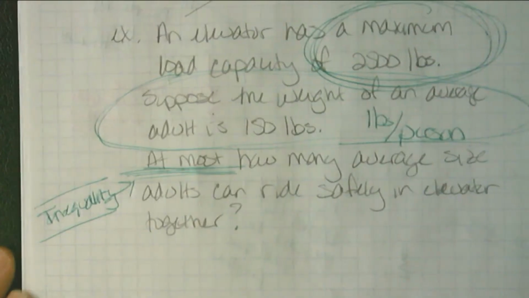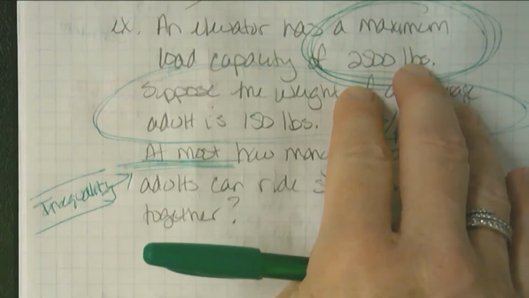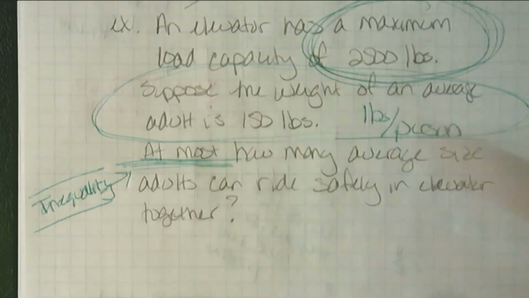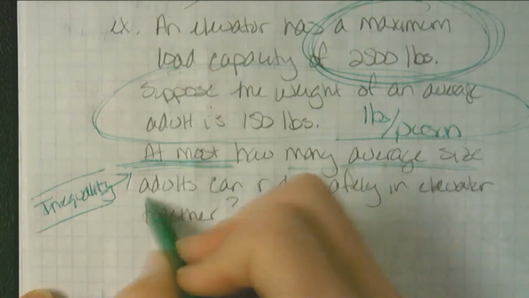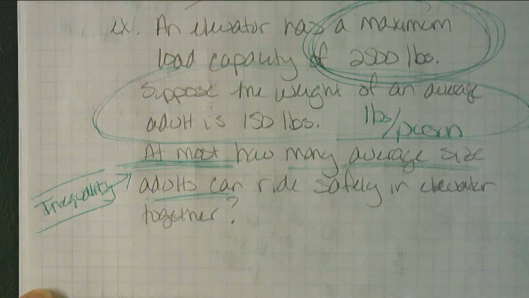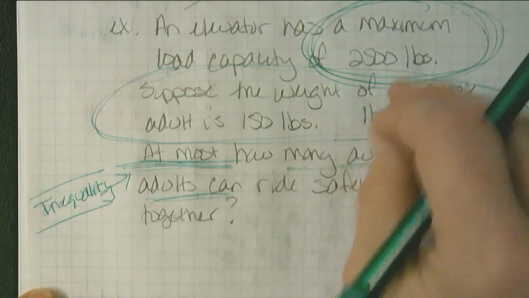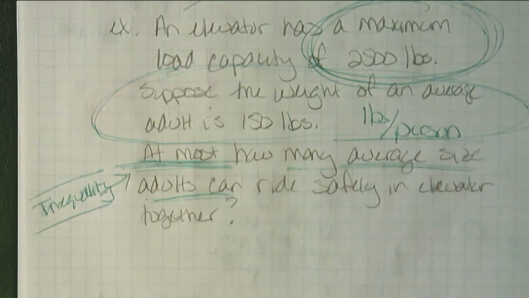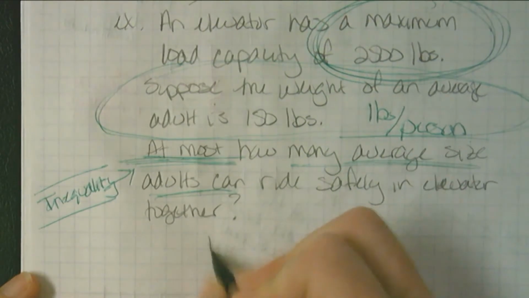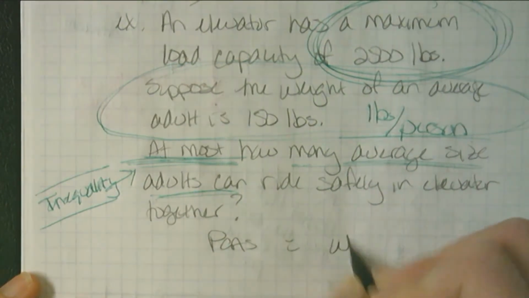All right, so we've identified the maximum load. We've identified a rate. We're looking for how many adults. So we're dealing with weight. We're dealing with number of adults. We have a rate, so we know that this is multiplication. So parts equal to our whole.